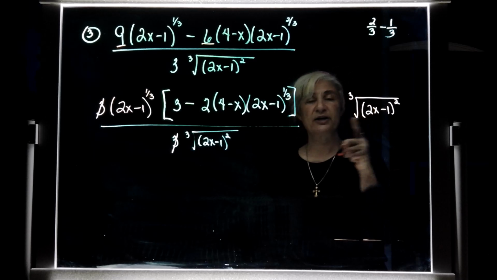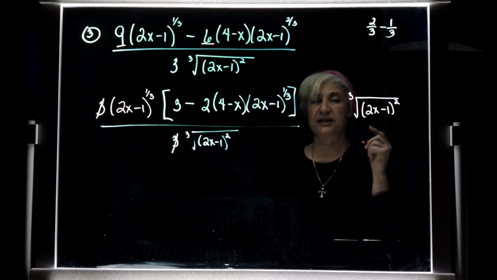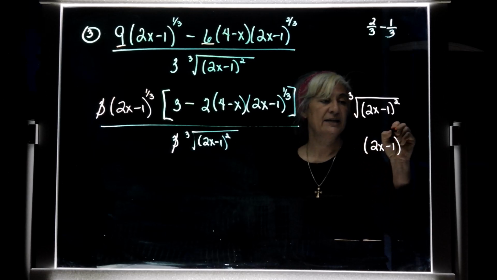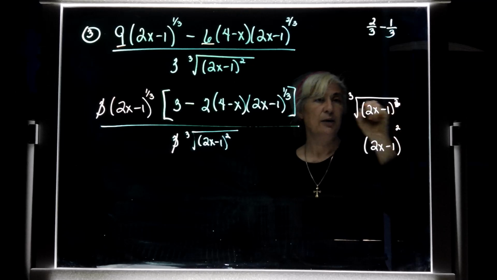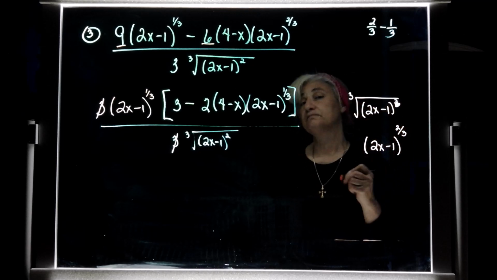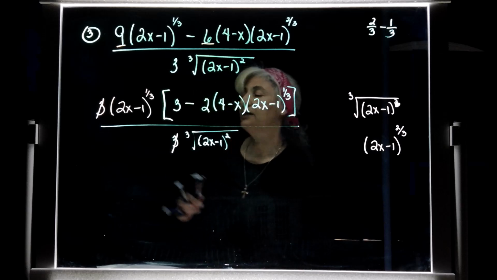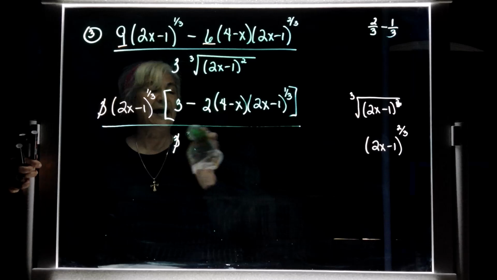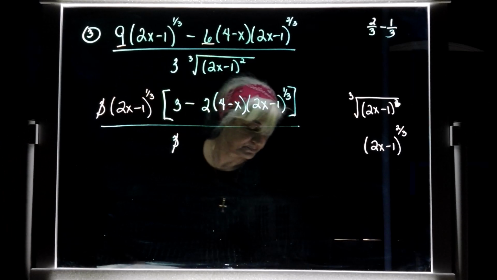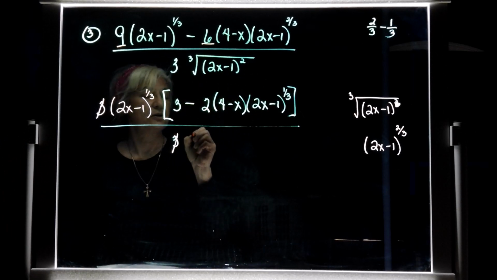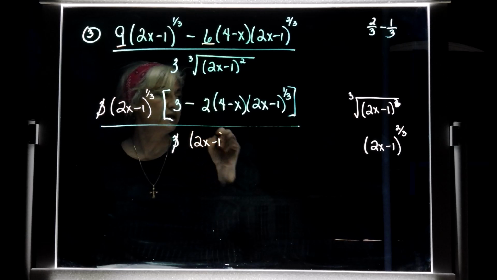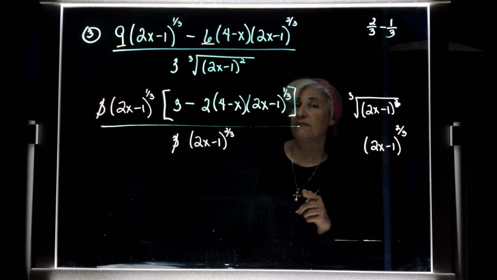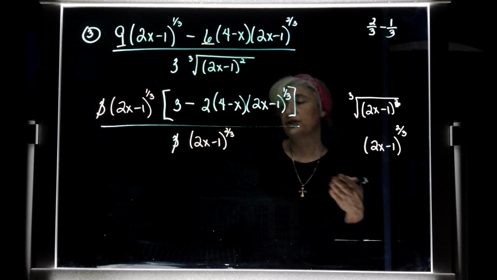So remember how to rewrite a radical into a rational exponent. My base is 2x minus 1. It has a power of 2, but a root of 3. So technically, I could rewrite this denominator as 2x minus 1 to the 2/3 power. Because now it makes it a little more obvious what I'm going to do.